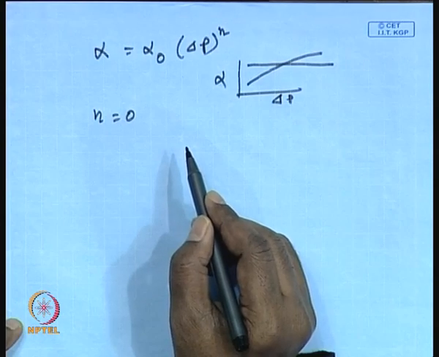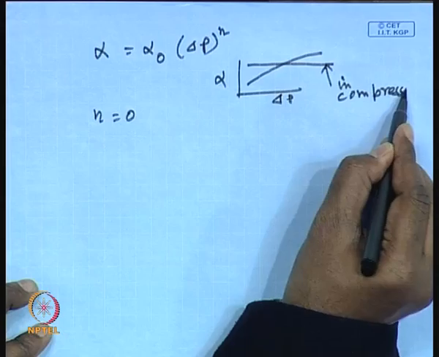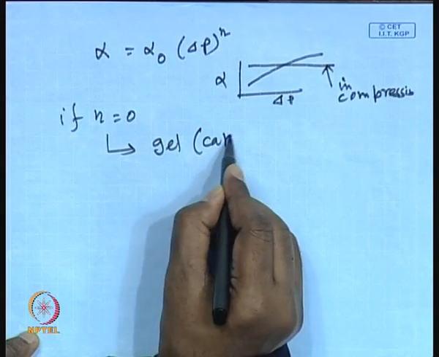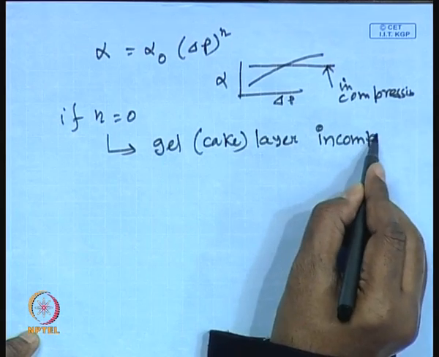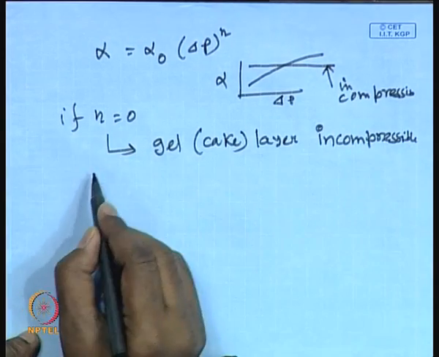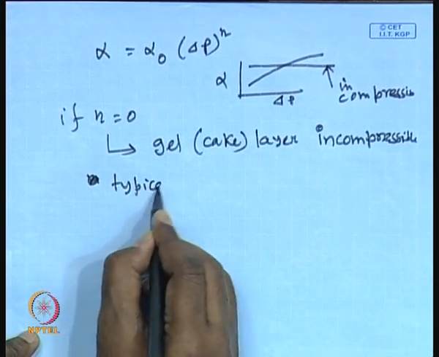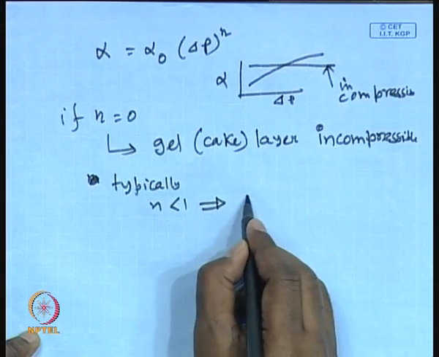In that case, the cake layer or gel layer is incompressible. That means the pressure does not have any effect on it, it will not compress. So, in that case, this is incompressible. If n equal to 0, the gel layer or cake layer is incompressible. For n, typically n is less than 1, and that means it is a compressible cake.